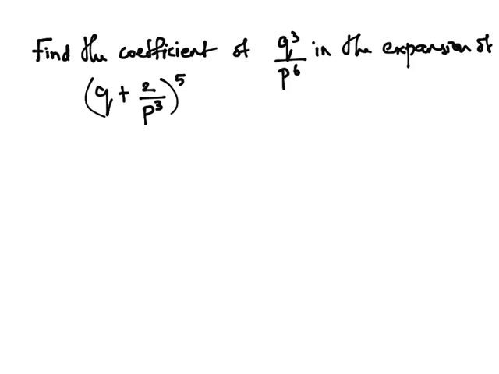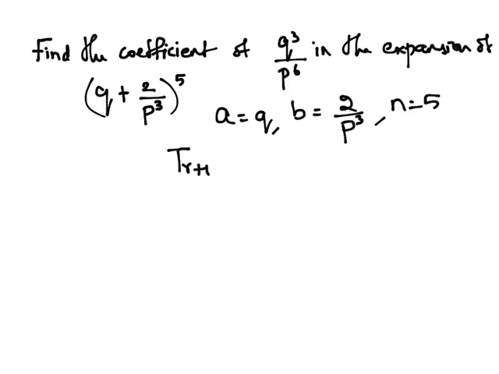Find the coefficient of q cubed by p raised to 6 in the expansion of q plus 2 by p cubed, raised to 5. So again here a is q, b is 2 over p cube, and n is 5. So basically it means that this expansion will have 6 terms because n is 5. So let me write the general term again. t r plus 1 is nCr, which is 5Cr, a power n minus r, which means q raised to 5 minus r, into b power r, which is nothing but 2 by p cube raised to r.